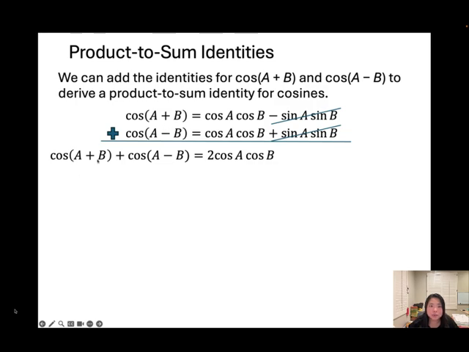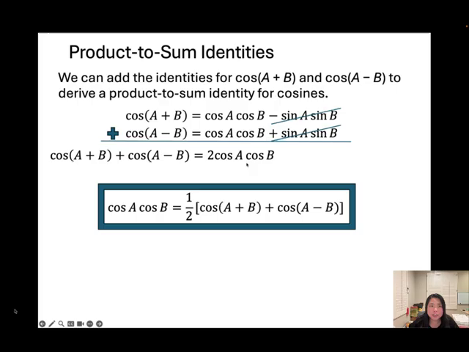Okay, cosine A plus B plus cosine A minus B, this is exactly the same thing as 2 cosine A cosine B. And then I'm going to divide both sides by 2. So you're going to get the product to sum identity: cosine A cosine B equals 1/2 of the whole thing. The 1/2 applies to the whole thing here, so I put the bracket. So this is going to be the first formula for product to sum identity.